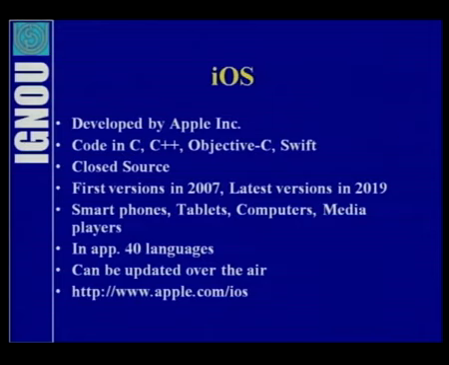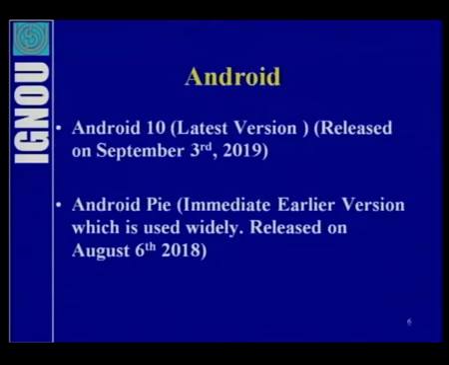It's available in nearly 40 languages, and again it can be updated over the air, as is possible in the case of Android. And the homepage for this particular operating system is part of Apple's homepage, which is apple.com/iOS. So this is a brief about iOS and Android.